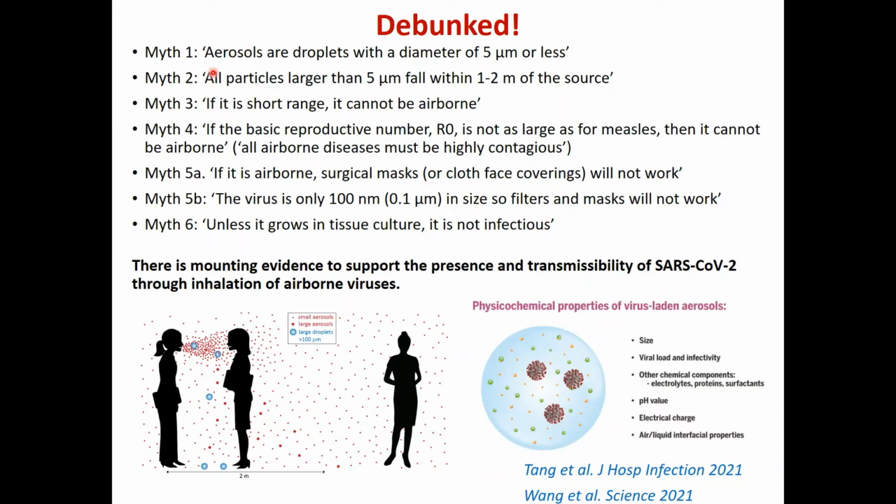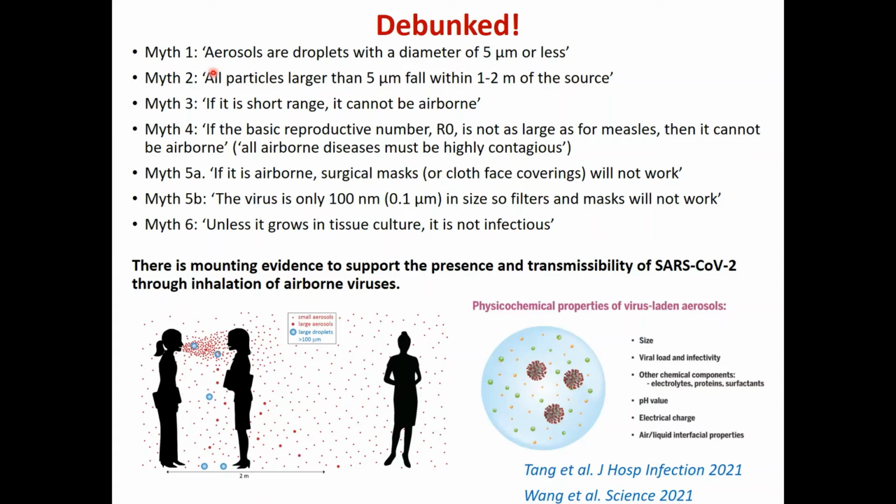Myth 2: all particles larger than 2 micrometers will fall within about 1 to 2 meters of the source. Again, wrong, because aerosols can be even larger particles. Myth 3: if it is short range, it cannot be airborne. Again, the same thing. You can have airborne transmission even within a very short distance. It's not only the droplets that are falling on the surface and then transmit through surface touch or direct contact.